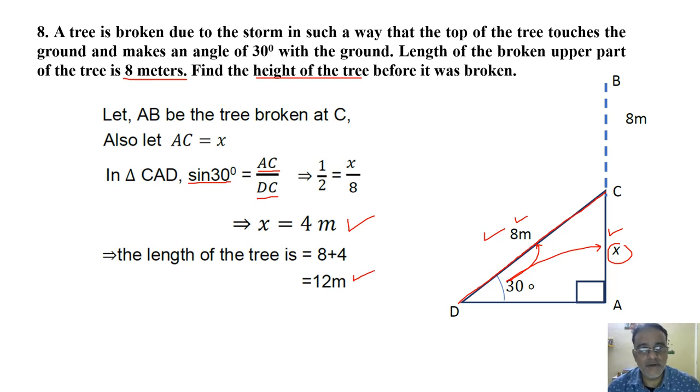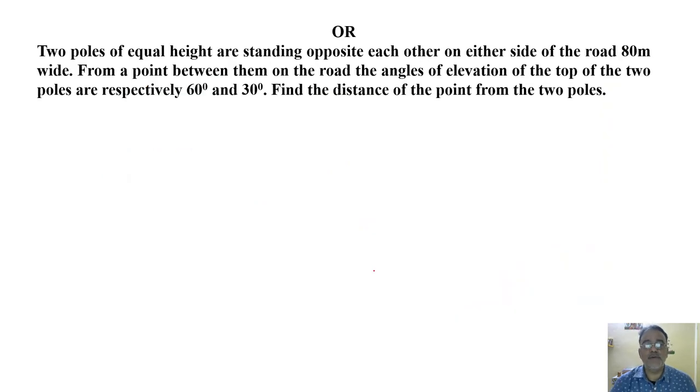Now we are moving toward one optional question. So optional question mein jo diya hua hai, wo hum log start kar rahe hain. Two poles of equal height are standing opposite each other on either side of the road 80 meter wide. From a point between them on the road, the angle of elevation of the top of the two poles are 60 degree and 30 degree. Find the distance of the point from the two poles.